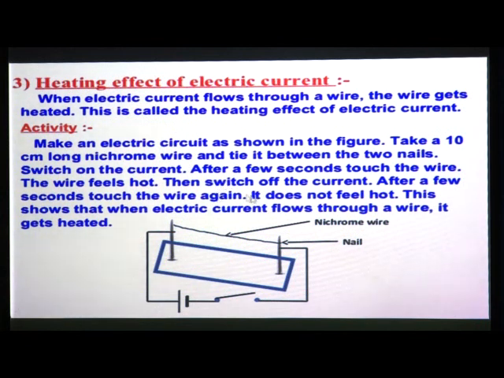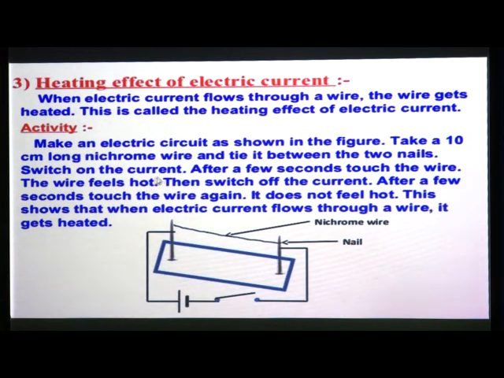Then after a few seconds, touch the wire, it feels hot. So, what do you have to do first? You have to switch on, and after a few minutes you have to touch this wire, and you can feel that the wire becomes hot. Okay. So, do not do this activity at your home.